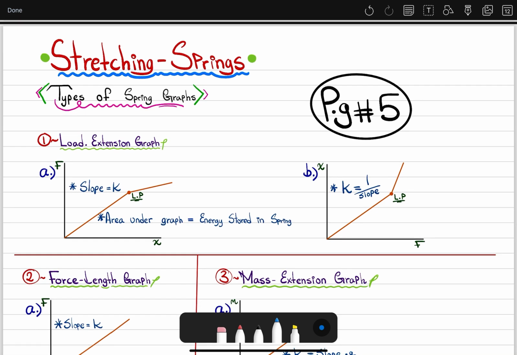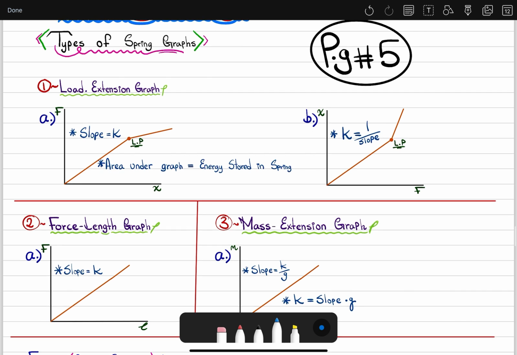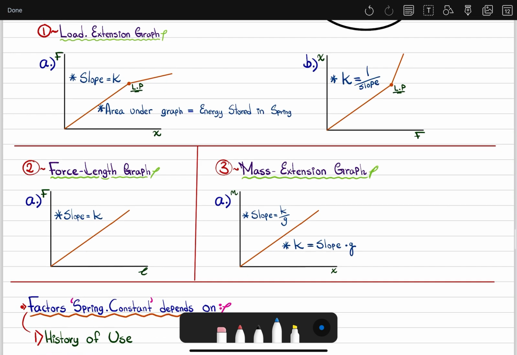We have three types of graphs here. A load extension graph, we have two types. Where force is up and x is down, the slope is k. When x is up and force is down, the slope is 1 over k. Force and length graph: force is up and length is down, slope is k. Mass extension graph: mass is up, x is down, slope is k over gravitational field. And k is slope times gravitational field.